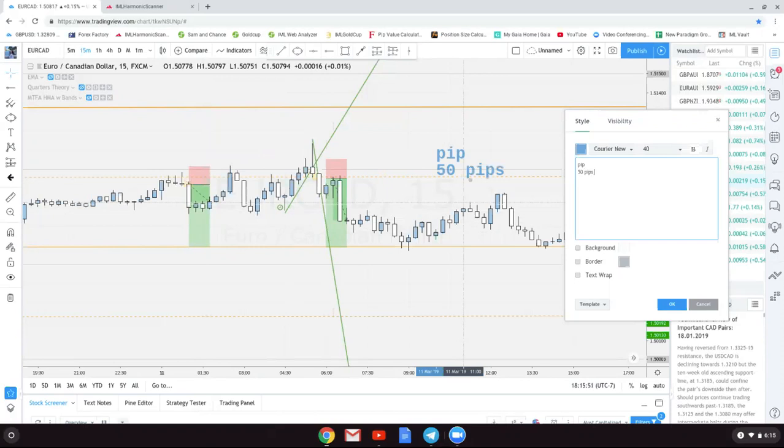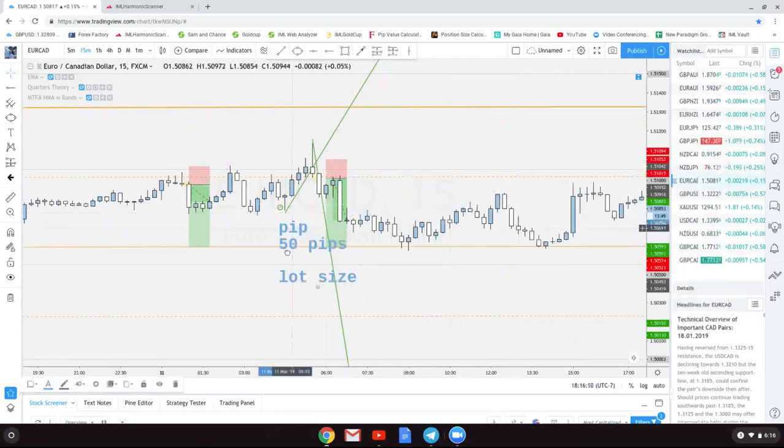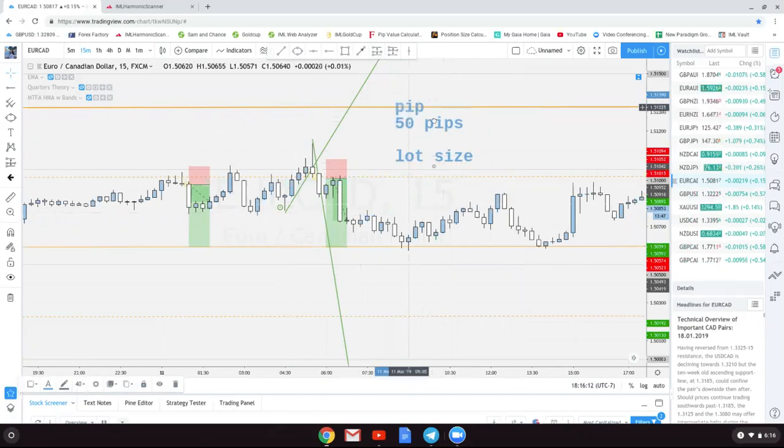Okay, so 50 pips is how much I got from this trade total, right? So what does that mean? Not going to go super technical into this, but there are these things called lot size, and that determines how much each pip is worth. Here, let's move it over here. Lot size.